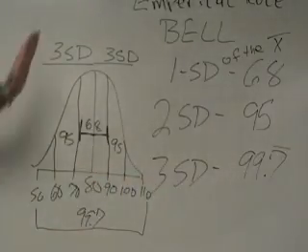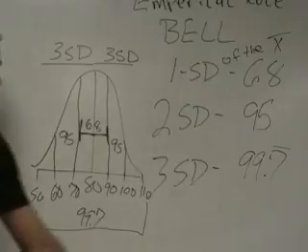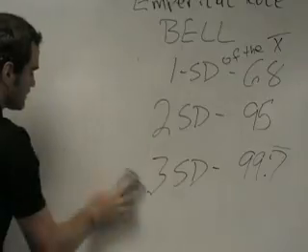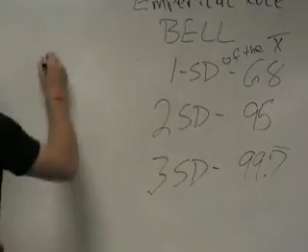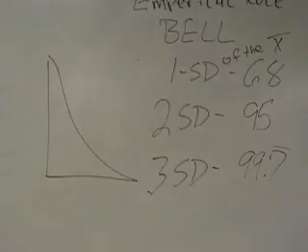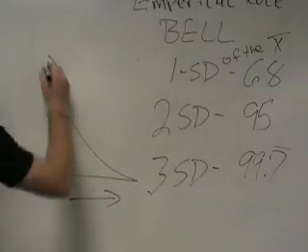Now, that is if it's a bell. If it's a bell-shaped curve and it's symmetric, this empirical rule will hold true. But what if it's not a bell? What if it's skewed? And in this case, it's skewed right. Skewed to the right.